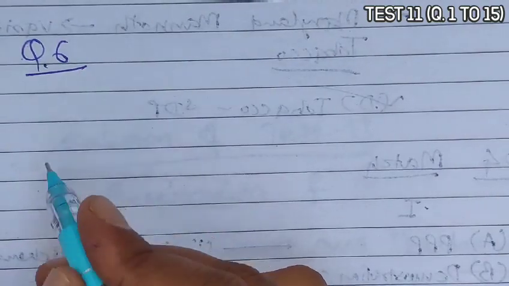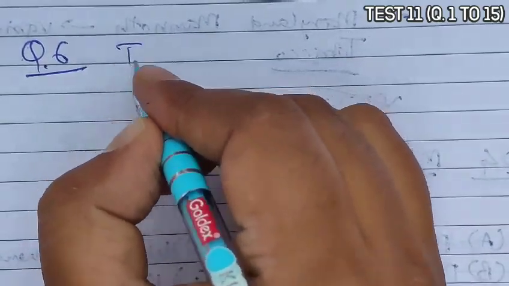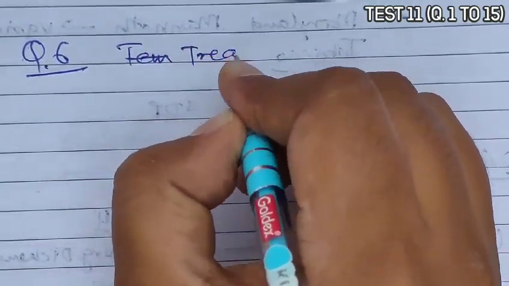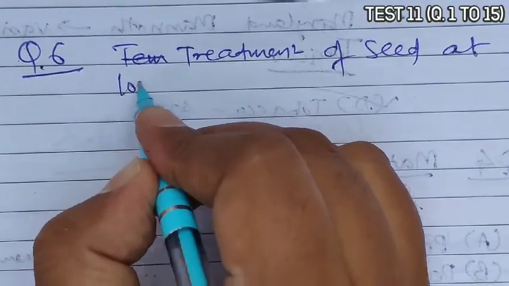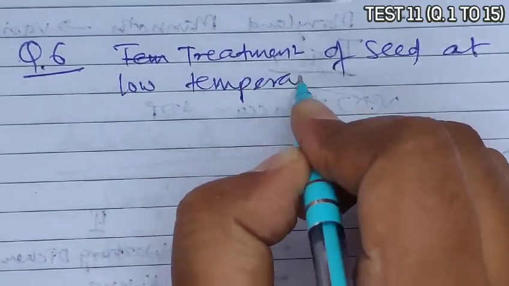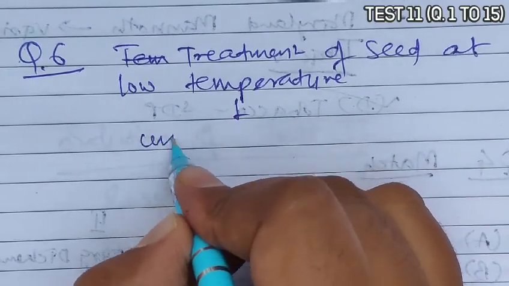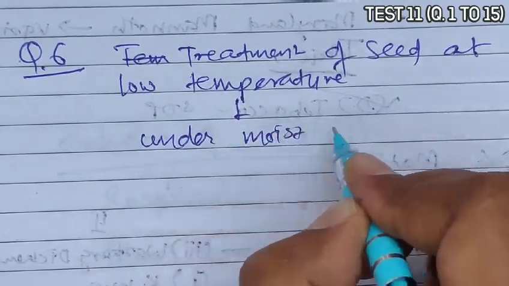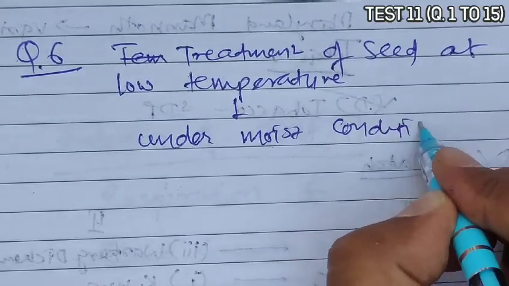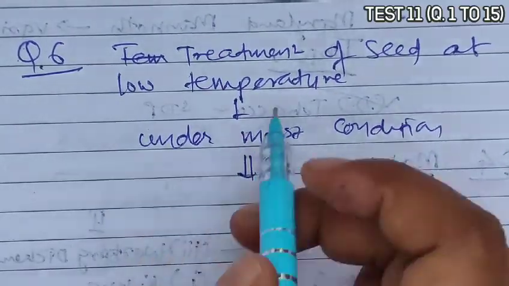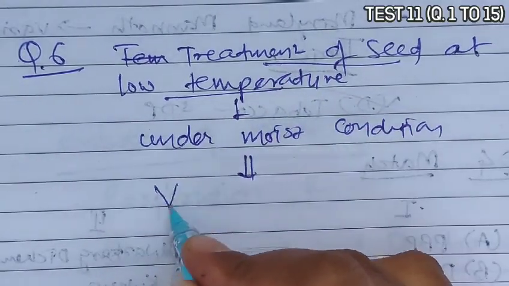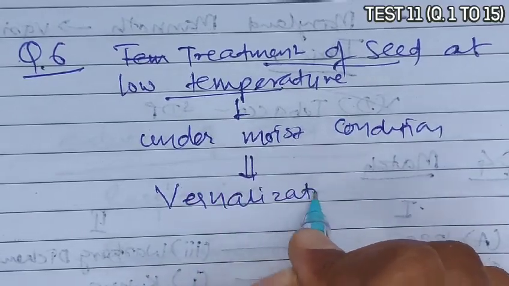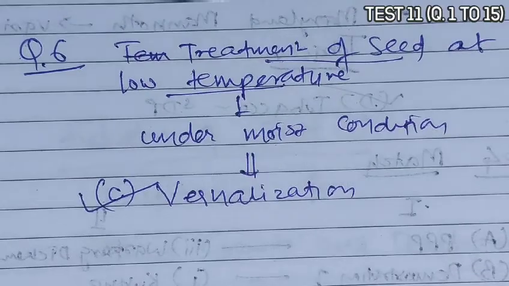Question 6. Question 6 asks that treatment of seeds at a low temperature under moist condition to break dormancy is called. So you know that when a seed requires a low temperature for the flowering, this phenomenon is known as vernalization. So C is the correct answer.